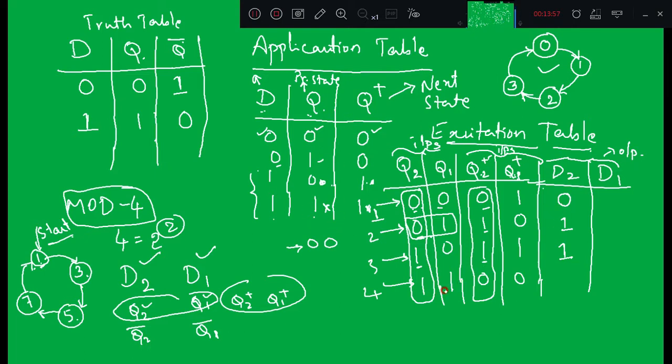And the last value, that is Q2 is 1 and Q2 plus is 0. Q is equal to 1 and Q plus is equal to 0. That means the D value is equal to 0, right? Similarly, you are going to fill the last column, that is the D1 column. So how to fill now? For D1, I must see Q1 and Q1 plus, 0 1.